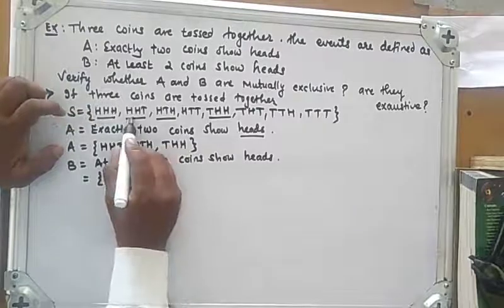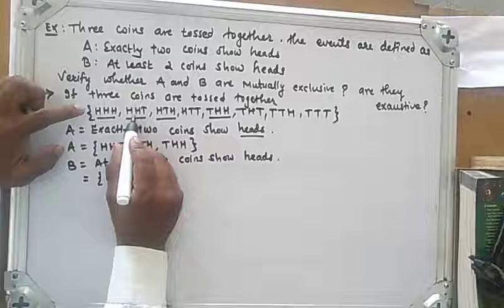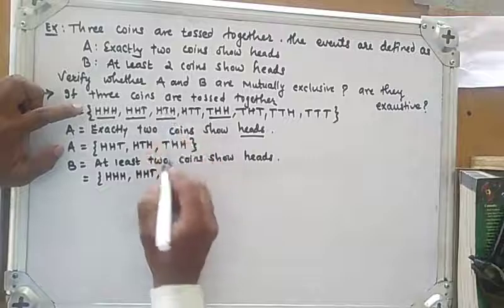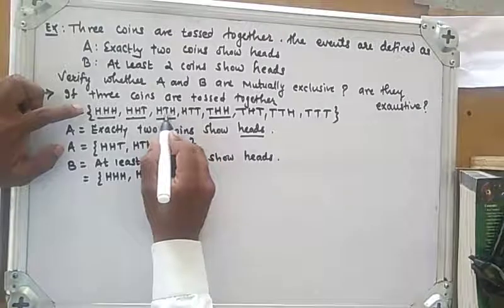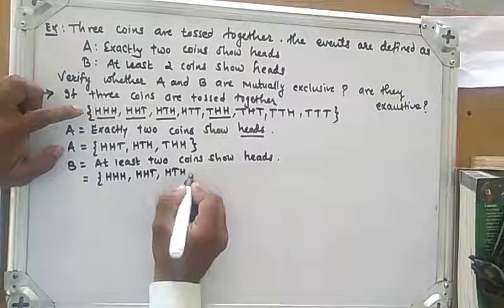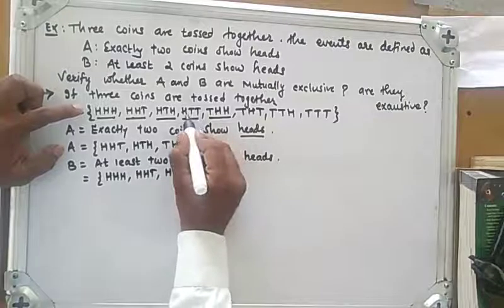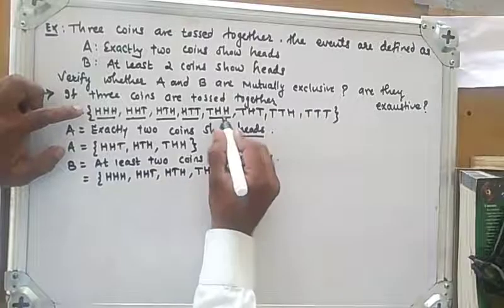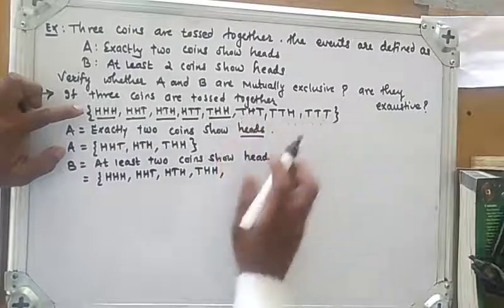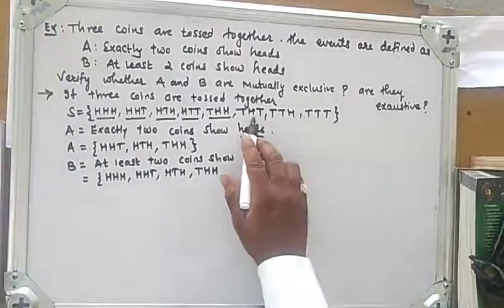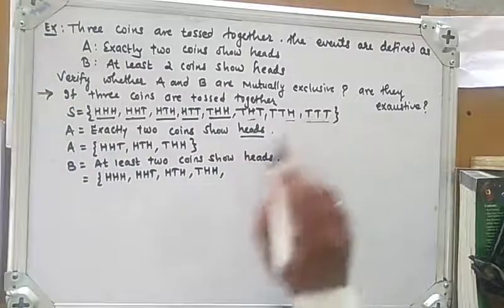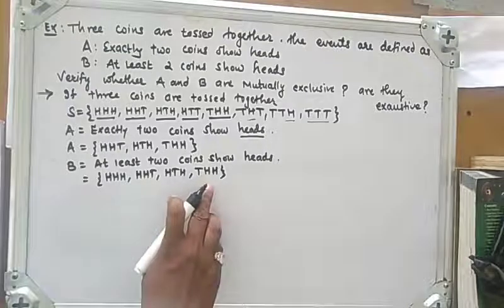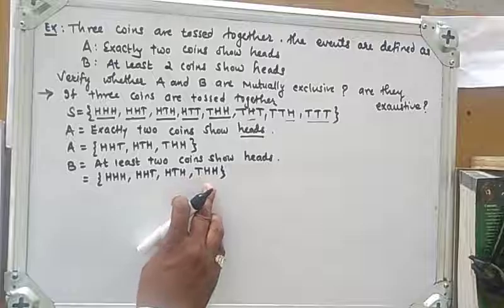Now again here minimum 2 points also have head. So H, H, T. Next here again H, T, H because here minimum 2 heads occur. So T, H, H occurs because it has 2 heads. All the remaining elements do not occur because here only one head, here only one head, and here there is no head. So here event B has these 4 elements, right?